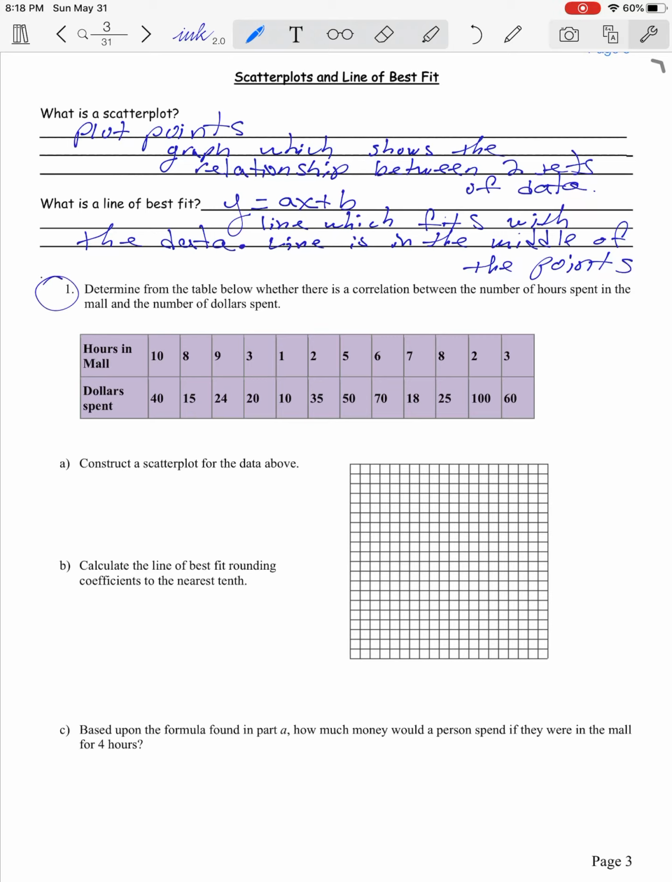So number 1, we have a table. Determine from the table below whether there is a correlation between the number of hours spent in the mall and the number of dollars spent. So they gave me a table, hours in the mall, dollars spent. They want me to construct a scatter plot for the above data. Remember, when we have hours in the mall, time should always be X. So here would be my X and here would be my Y. This is going to be hours in the mall, and this is going to be dollars spent, money spent.